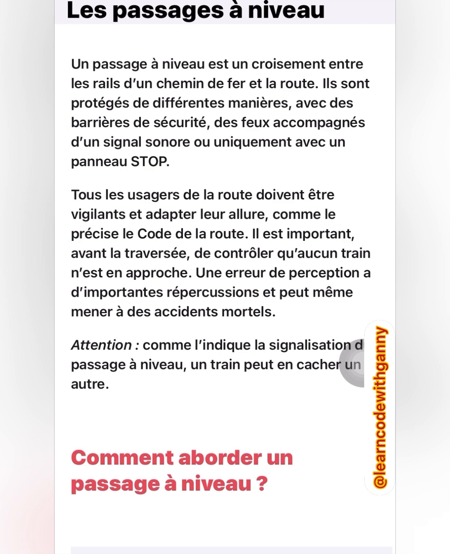Now we are going to talk about the level crossing, that is le passage à niveau. We are talking about the passage close to a railway line. When you want to cross it, there are some signs and some rules you must follow when you want to cross a railway line as a driver. So that is what we are talking about.